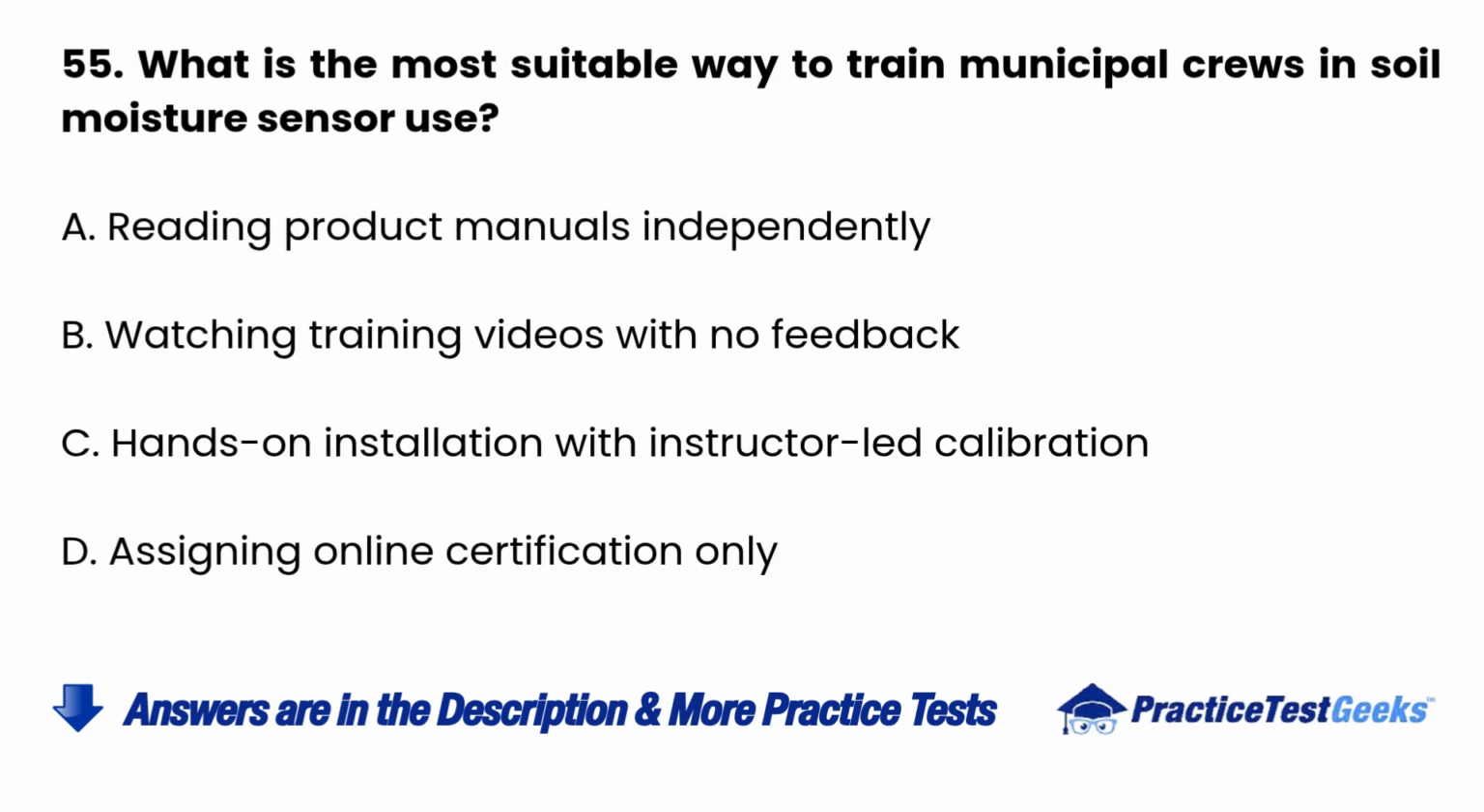55. What is the most suitable way to train municipal crews in soil moisture sensor use? A. Reading product manuals independently. B. Watching training videos with no feedback. C. Hands-on installation with instructor-led calibration. D. Assigning online certification only.